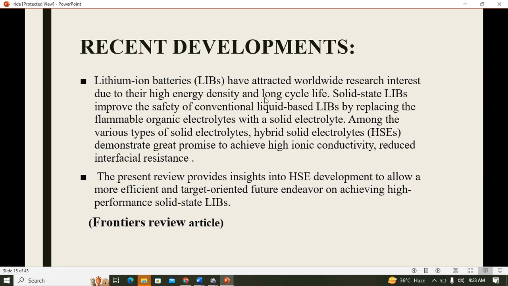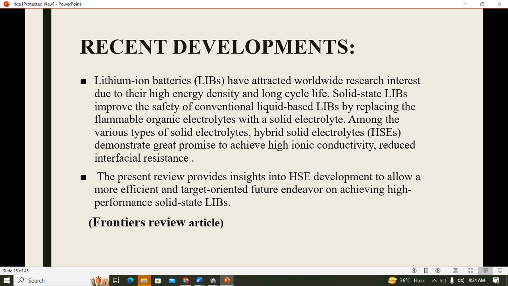Recent developments in solid-state batteries. Lithium-ion batteries have attracted worldwide research interest due to their high energy density and long life cycle. Solid-state batteries improve the safety of conventional liquid-based electrolytes by replacing the flammable organic materials with solid electrolytes. This also increases safety and lifespan as well.